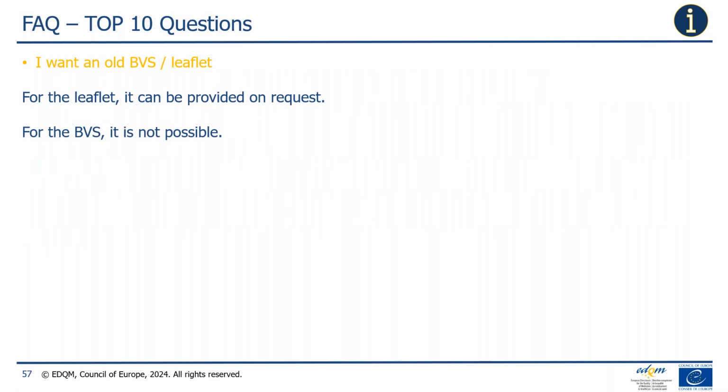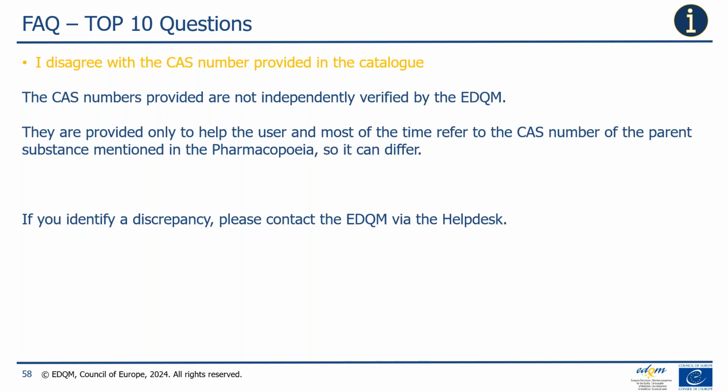I want an old BVS or an old leaflet. For the leaflet, we can provide it upon request. You just have to ask the question in the help desk, but we cannot provide an old BVS. That's not possible because it's valid only at the date of the printing. I disagree with the CAS number provided in the catalog. So if you notice a discrepancy in a CAS number, please inform us. Again, we do not independently verify the CAS numbers, but will correct any mistake we identify.